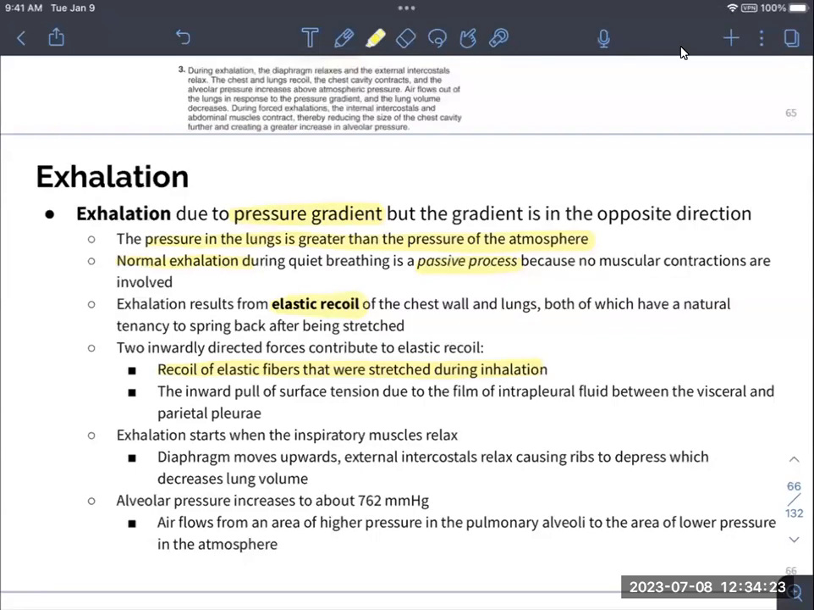At the beginning of that exhalation, the alveolar pressure is about 762 millimeters of mercury. So that is 2 millimeters of mercury higher than atmospheric pressure. And again, air wants to move from an area of high pressure to an area of low pressure. So this time, the pressure inside the lungs is greater than outside. So that's what causes the air to leave our lungs when we exhale.